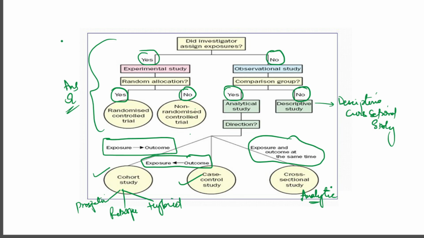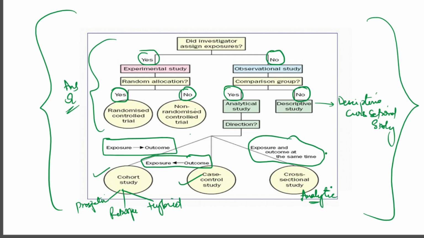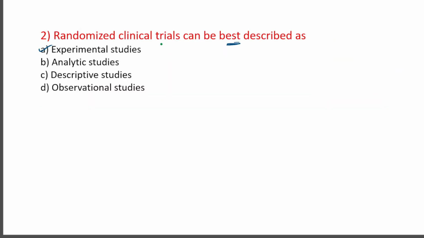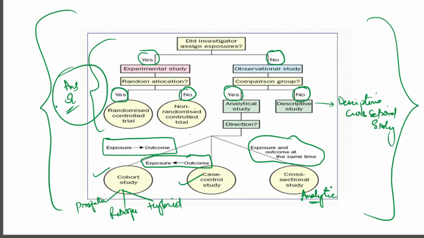So this is a big or a broad overview of the different types of epidemiological studies. So we got the answer for our question that the randomized clinical trials are described as an experimental study. Randomized clinical trials come under the experimental study, this part. Okay.